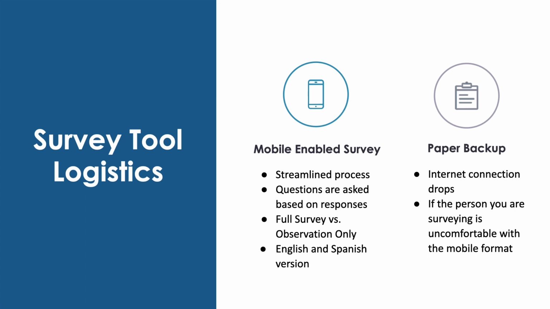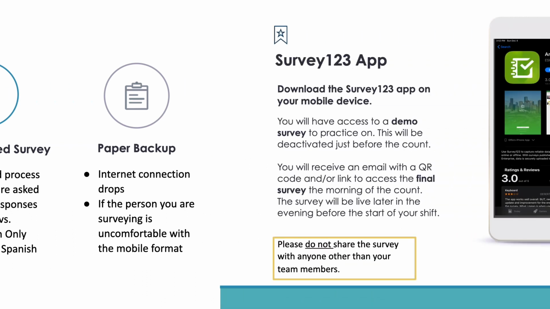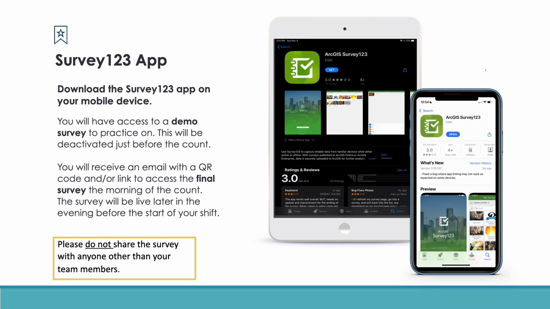There will also be a paper backup of the survey, which should only be used in specific situations, such as if your internet connection drops while you're administering the survey, or if the person you're surveying feels uncomfortable with the mobile format. All questions on the paper survey match up exactly with the mobile version. This year, we moved the survey over to a new GIS-enabled platform that will allow us to identify the precise location of each survey upon submission.